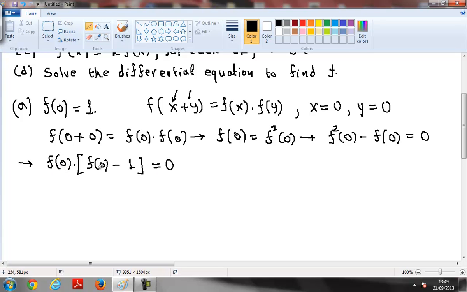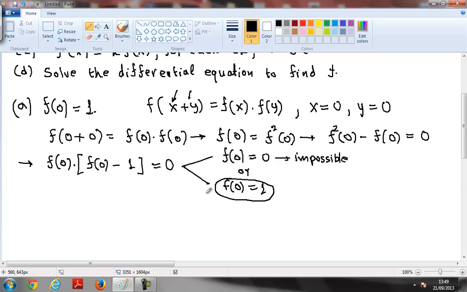Now, since this product here is 0, f of 0 is 0, or f of 0 is 1. But my hypothesis stated that f of 0 is different than 0, so it's impossible, and this case here is rejected, so I accept that f of 0 equals 1. But that's what I wanted to prove in the first place. Now, I continue with part B.